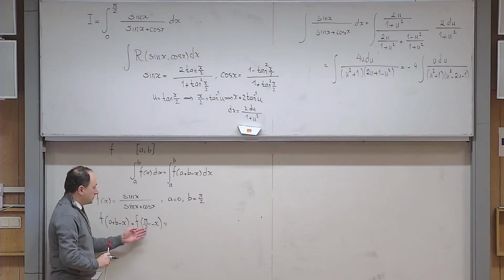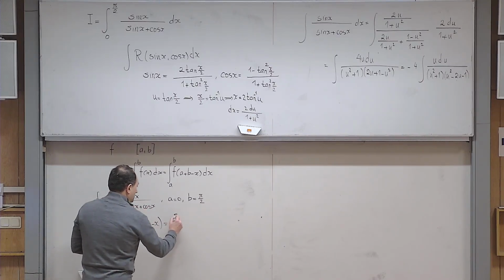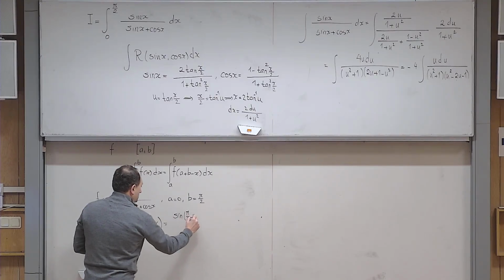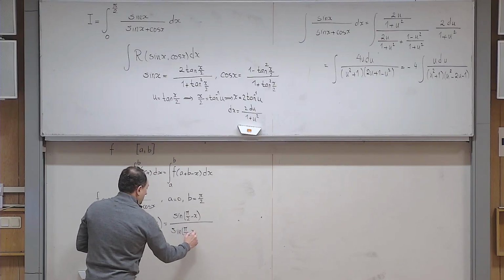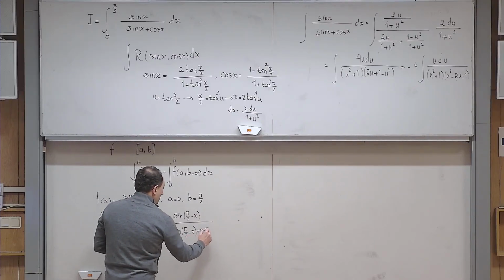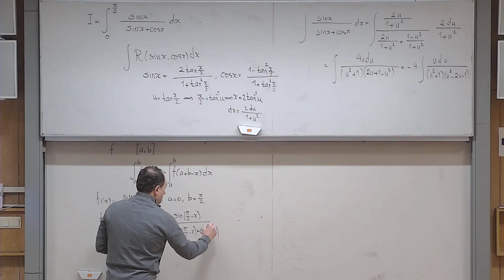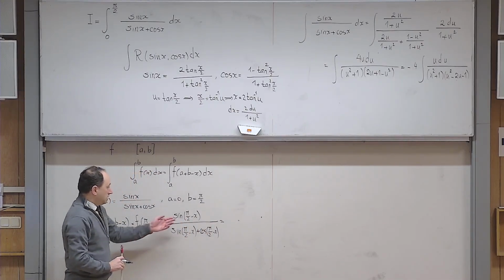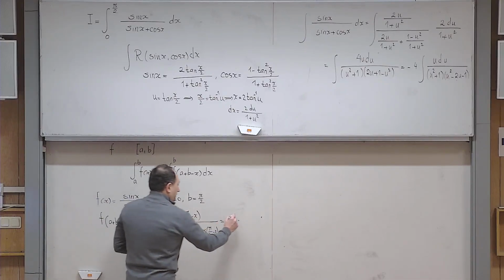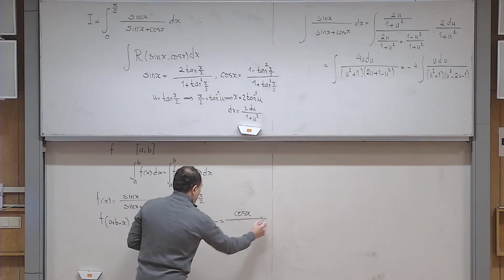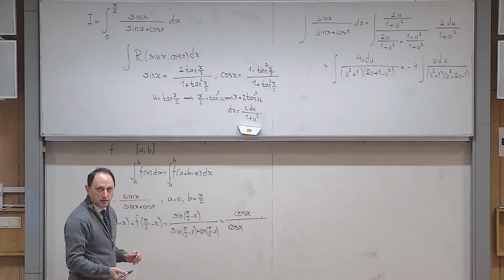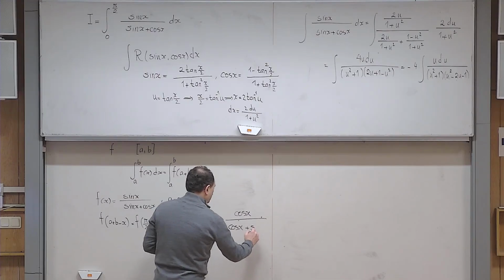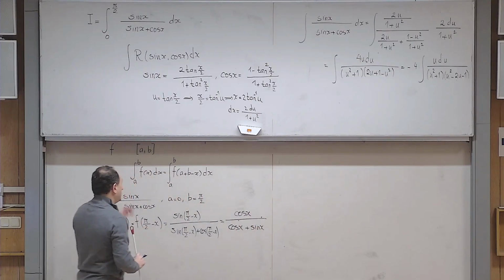But f of pi over 2 minus x means that I replace every x with pi over 2 minus x. So this becomes sine of pi over 2 minus x over sine of pi over 2 minus x plus cosine of pi over 2 minus x. But you know that sine of pi over 2 minus x is nothing except cosine x. So this is also cosine x. But cosine of pi over 2 minus x is simply sine x. Okay? So then what does it mean?